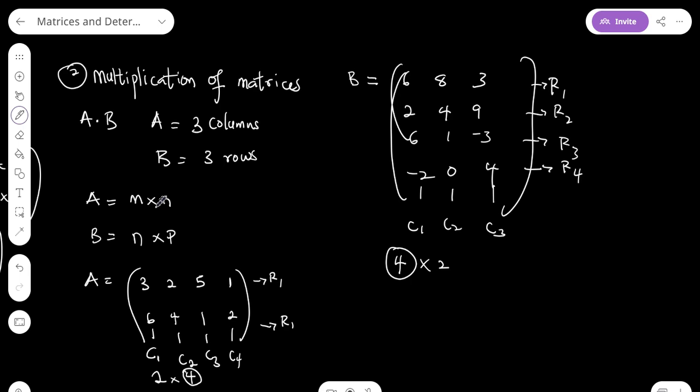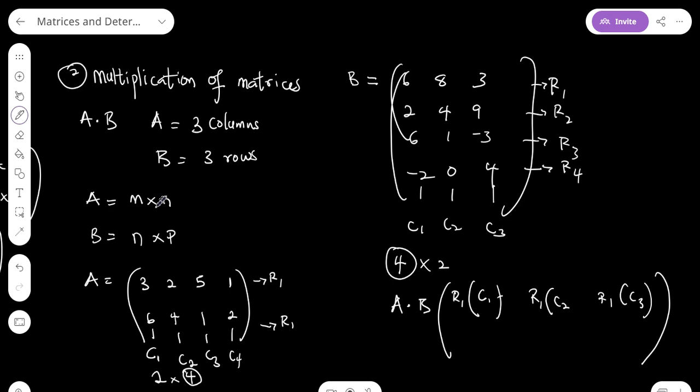So now the number of columns is the same as the number of rows, then A and B can multiply. Take note, two matrices A and B can only multiply if the number of columns in A is the number of rows in B. So to now do this multiplication, we multiply row by column. So now A dot B will be row 1 multiplies column 1, we have row 1 multiplies column 2, right? And then row 1 multiplies column 3.